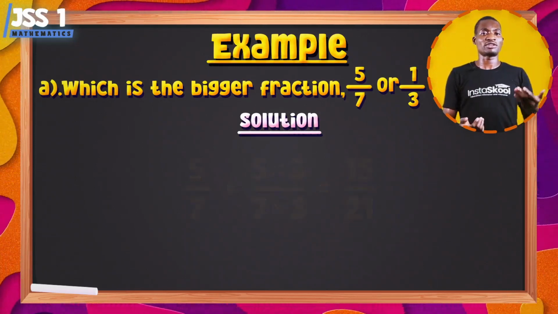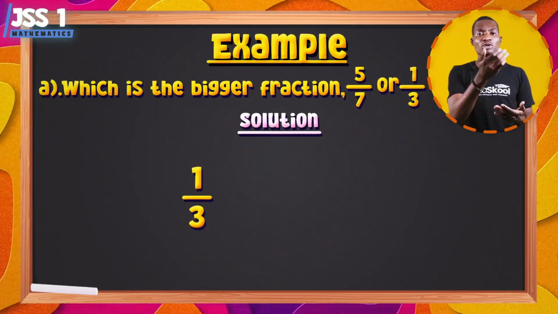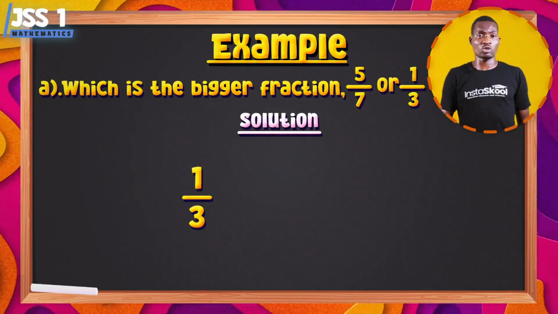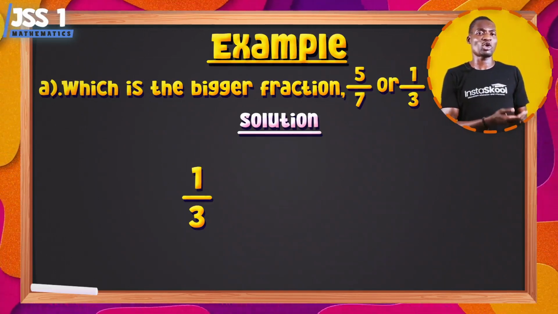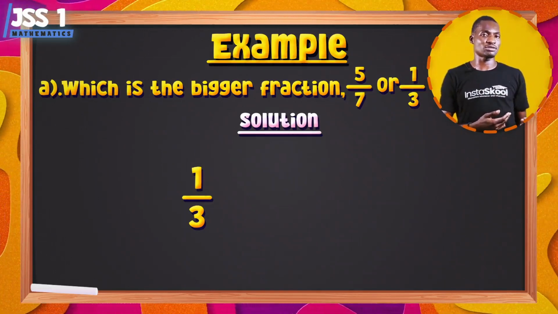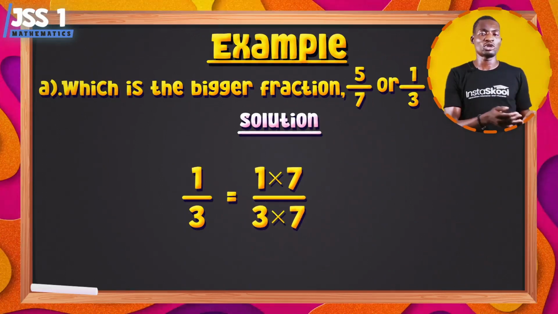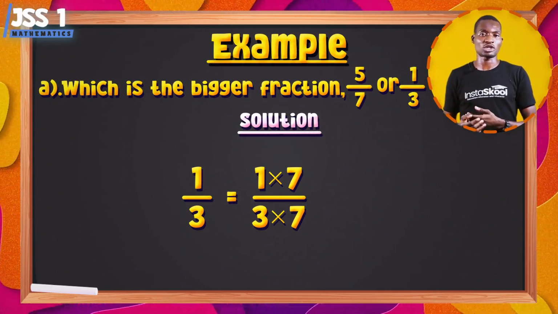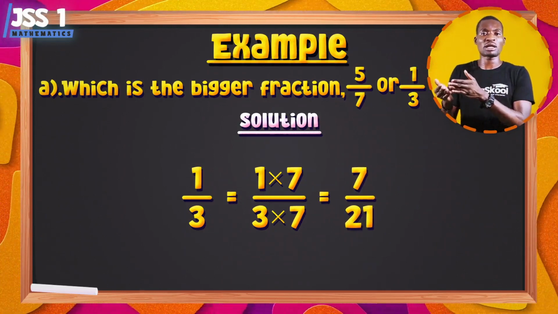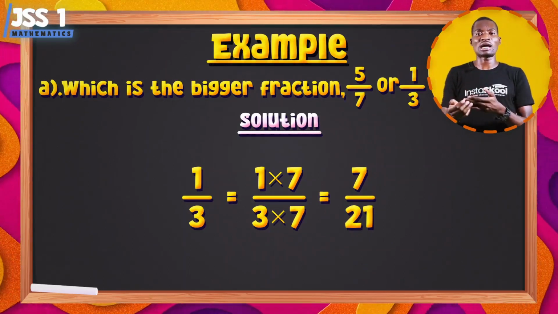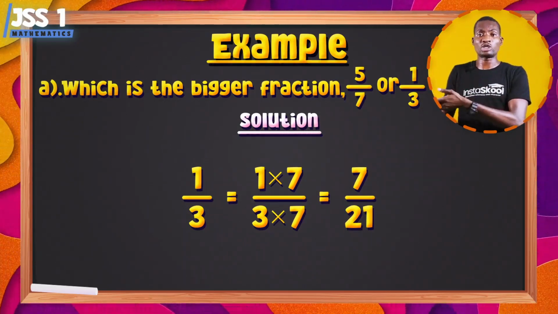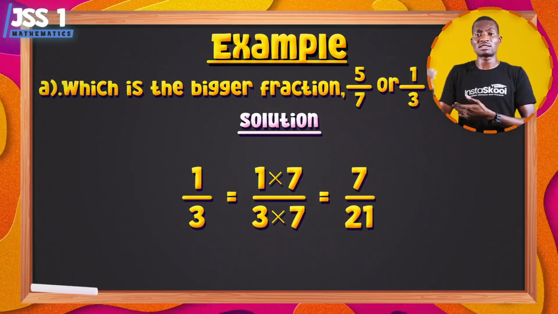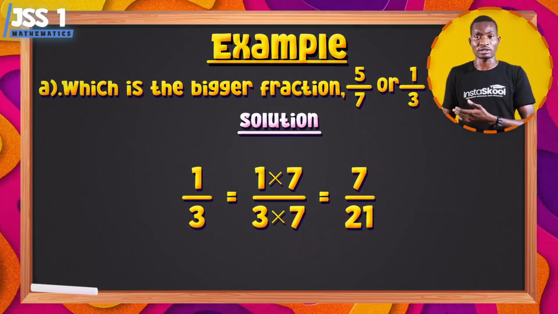The next fraction we have is 1 over 3. So how do we make 1 over 3 also have the same denominator as the new fraction 15 over 21? We consider the denominator of the earlier fraction, which is 5 over 7. So we use 7 from that fraction to multiply both the numerator and the denominator of the second fraction. So we'll have 1 multiplied by 7 to get 7, and 3 multiplied by 7 to get 21. That's the fraction 1 over 3 becomes 7 over 21.